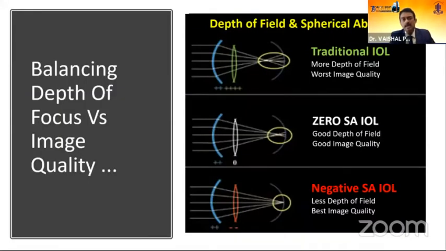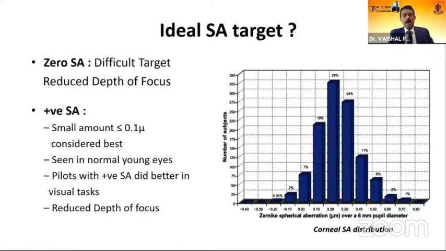Mind you, by neutralizing the spherical aberration completely, we are compromising on depth of focus, which is equally important. So a balance is what is important. It is not complete neutralization which is important. Some amount of positive or negative spherical aberration, if left around 0.1 on either side, could be fine. So for the ideal spherical aberration target, another study showed a small amount around 0.1 microns is considered to be best, and they found the pilots having a positive spherical aberration did better in visual tasks.